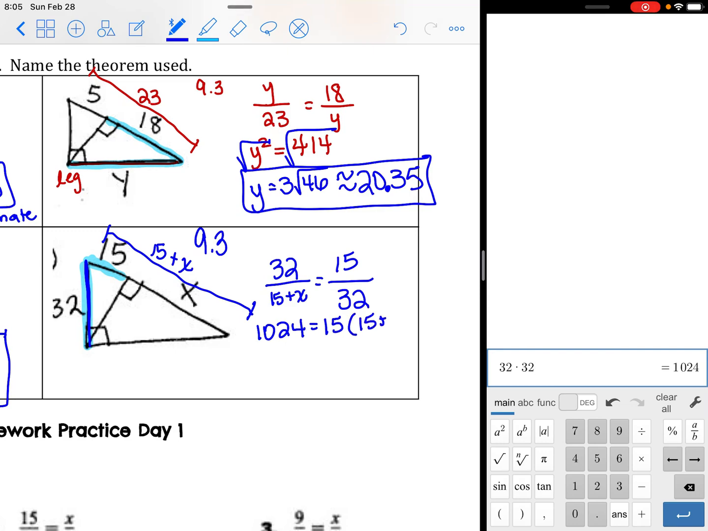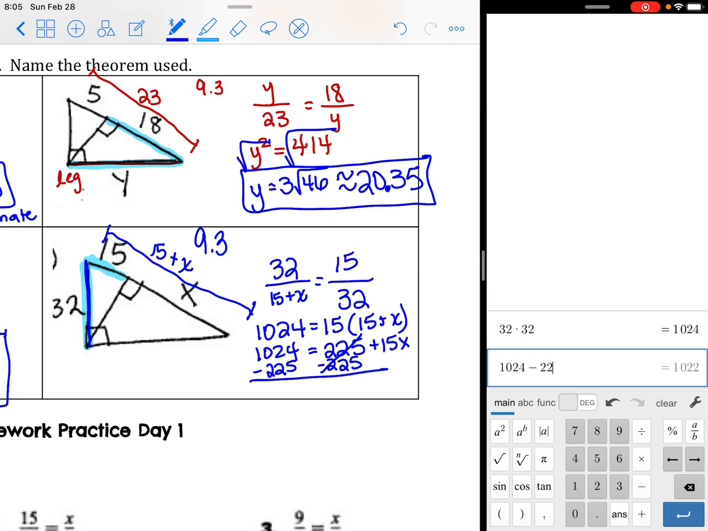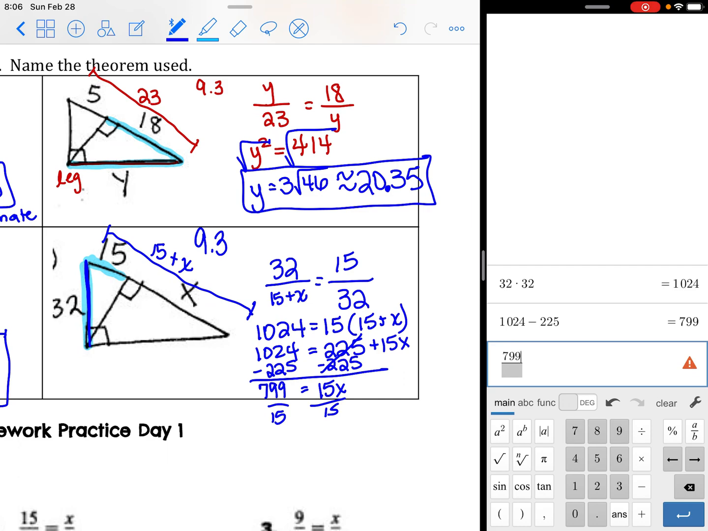So that's 15 times 15 plus x. If I distribute, 15 times 15 is 225, and then 15 times x is 15x. So I have 1024 equals 225 plus 15x. So first I'm going to subtract that 225 from both sides. This will be 1024 minus 225. That's 799 divided by 15. So 799 divided by 15.